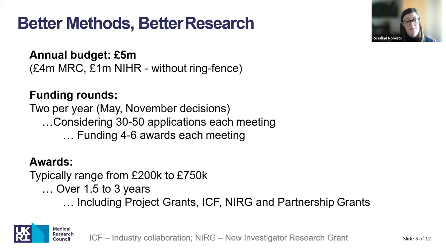The awards usually range from 200,000 to 750,000. And we ask if you're planning that the cost to MRC is over 500,000, that you get in touch with the program manager first. So that would be me. And the types of grants we receive are research projects, those with industry collaboration, those from new investigators, so people who are just starting their own group and who haven't received significant amounts of grant funding before. And also partnership grants, which are a grant to essentially develop a network to bring people together.